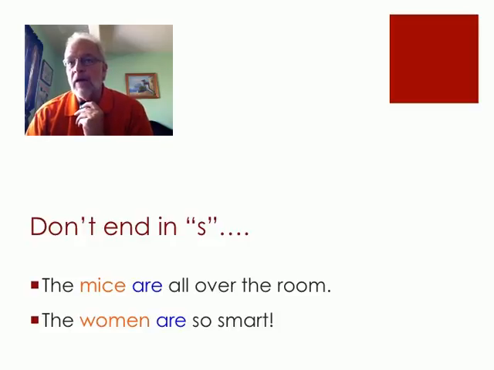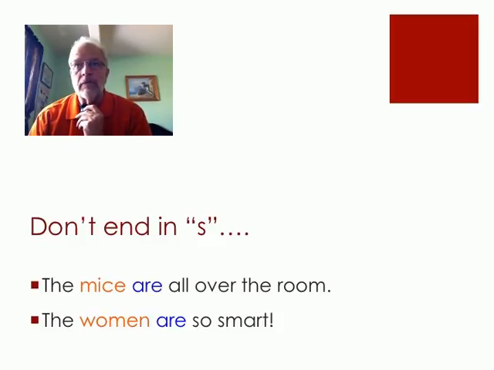When we have many things like lots of mice or more than one woman, for example, then they are obviously plural. When a word does not end in S, but we are talking about more than one thing, we use a plural verb. In this case, the plural verbs are in blue.